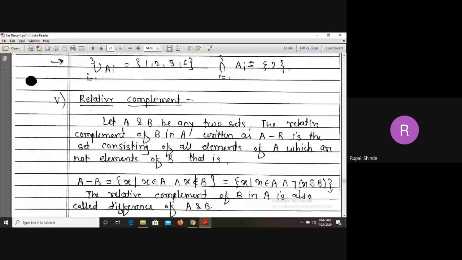The meaning of these two sets is the same. So this is the relative complement of B in A, and this is also called the difference of A and B. So relative complement or difference operation. So take down the definition for this operation.